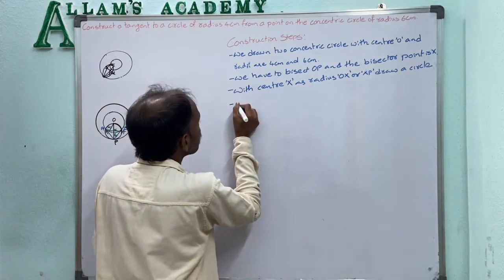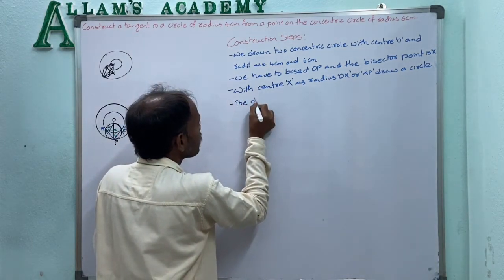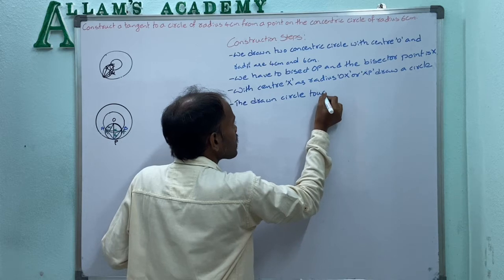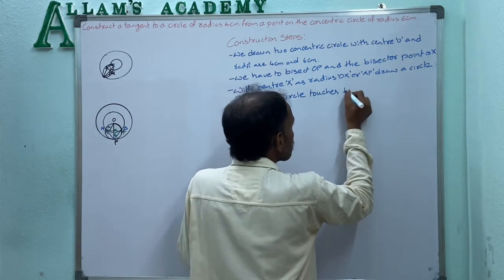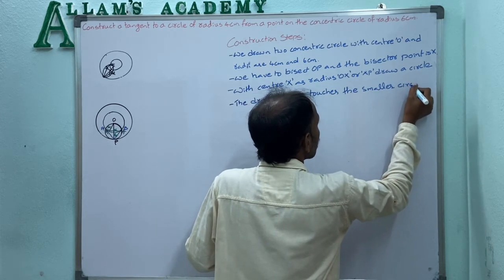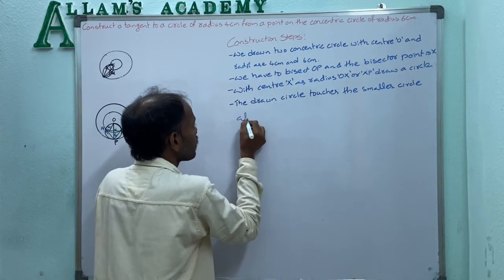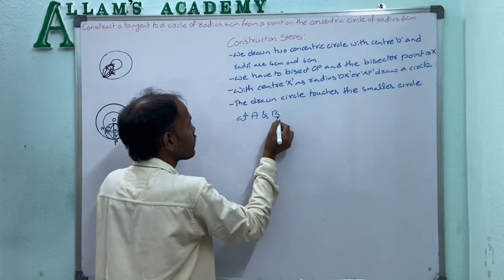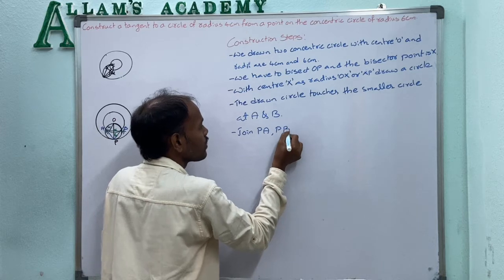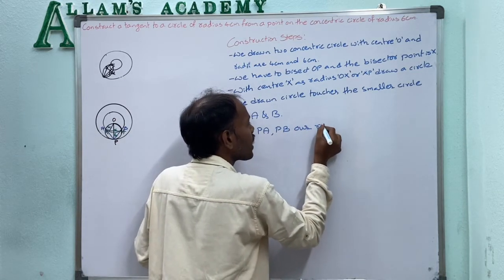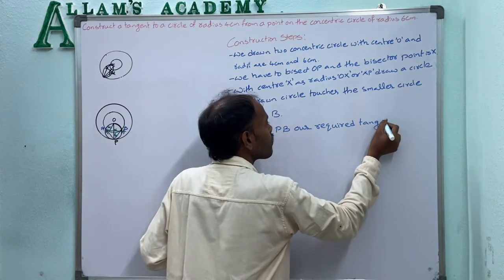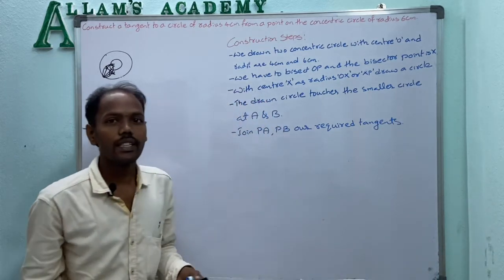So the drawn circle touches the smaller circle at A and B. Join PA and PB. Our required tangents.